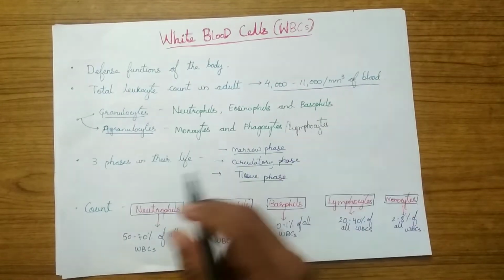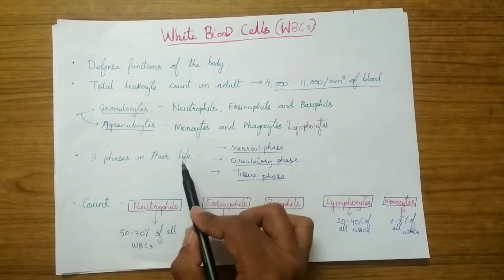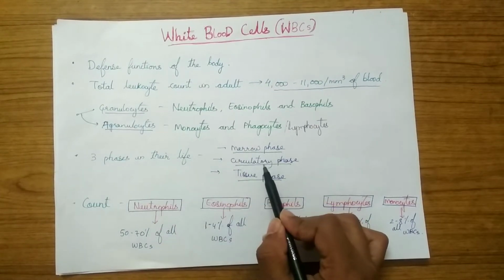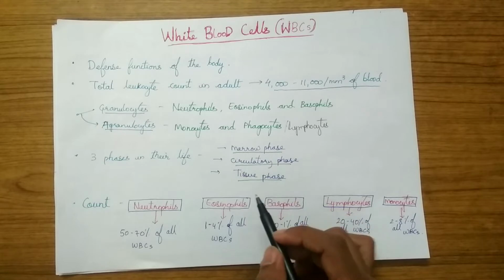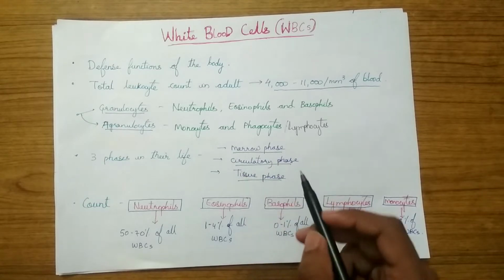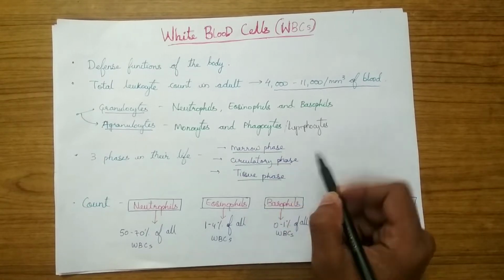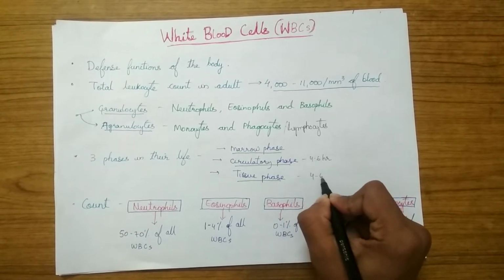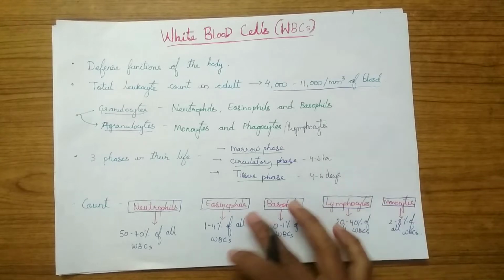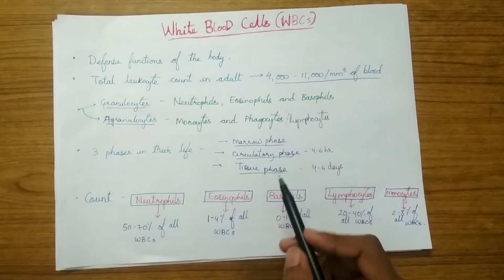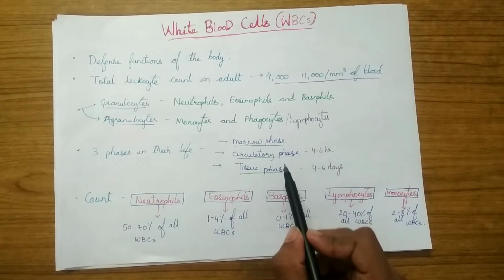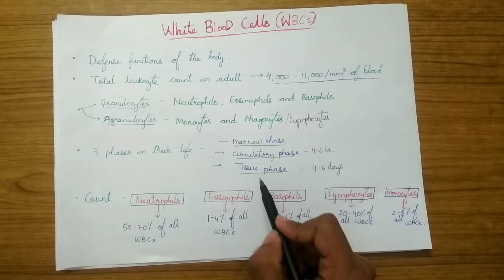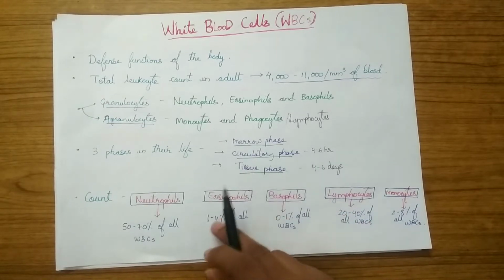There are three phases in the life of WBCs: marrow phase, circulatory phase and tissue phase. Most of the leukocytes stay 4 to 6 hours in the circulatory phase and almost 4 to 6 days in the tissue phase. The monocyte, which is one of the white blood cells, converts into macrophages in the tissue phase of its life.